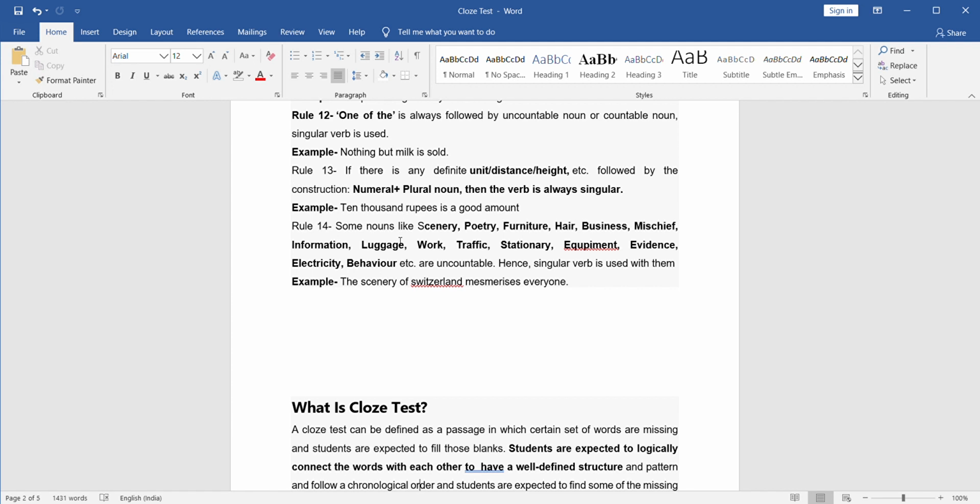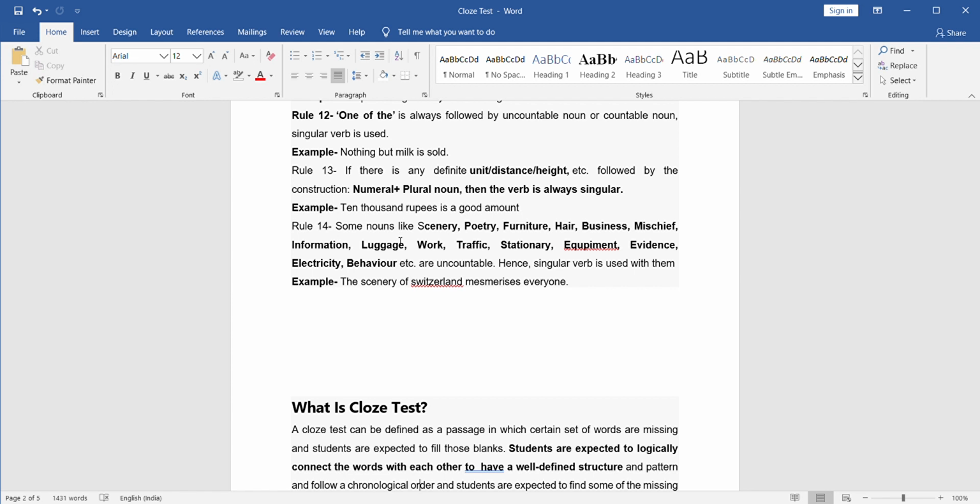If you are coming to 10,000 rupees is a good amount, yes, it is true. So we can directly say it is a singular verb. 10,000 rupees is a good amount because again it is something related to a unit, distance, height, followed by the construction like numeral plus plural noun. Then the verb is always singular, right? So 10,000 rupees is a good amount, right?